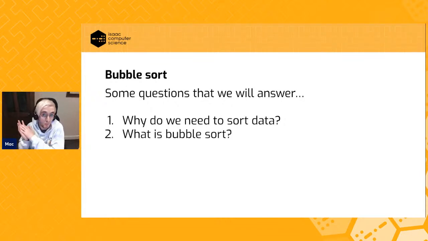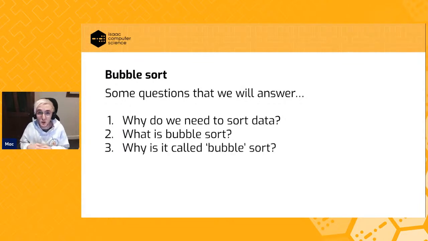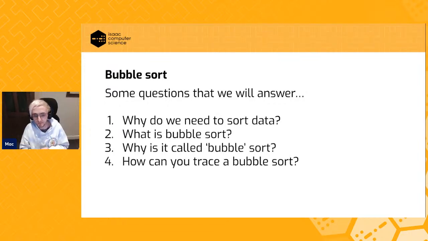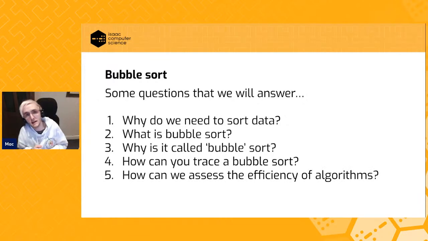We're going to talk about bubble sort and what it is. We'll then look at why it's called bubble sort. This is quite a common question I get when I'm teaching people about bubble sort. Why is it called that? We're also going to look at how we can trace a bubble sort, trace the algorithm, looking at variables. And finally, we're going to talk about how we can look at the efficiency of algorithms. So what sort of things we're looking for, and then we're going to use that to see how efficient bubble sort is.